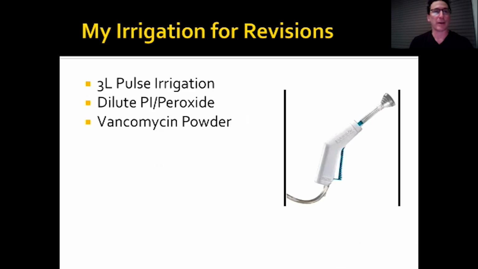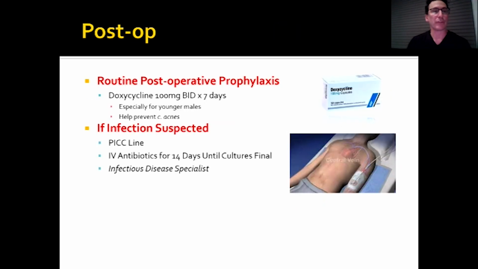I use a tremendous amount of irrigation, and I do like to use pulse irrigation. I add dilute peroxide combined with povidone-iodine, and I do it in a dilute fashion into the pulse irrigation as I'm doing it. And then vancomycin powder when I need it, and in most revisions that have any level of suspicion, I will. Post-operatively, I will use post-operative prophylactic antibiotics as a standard.